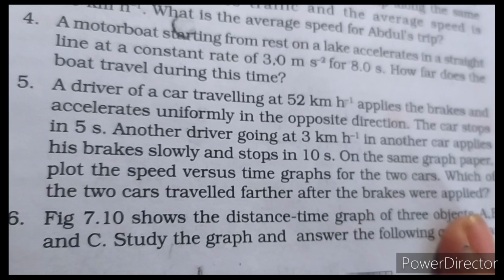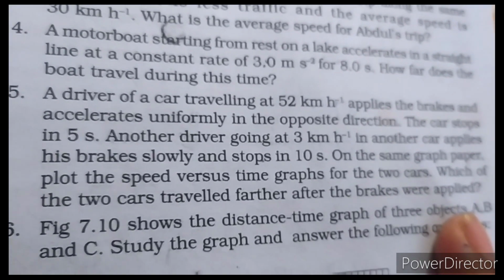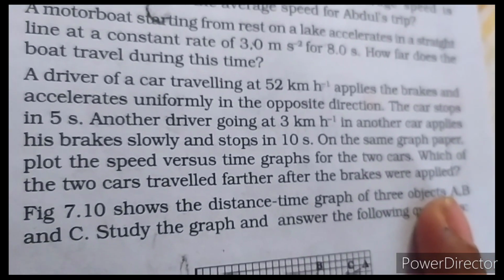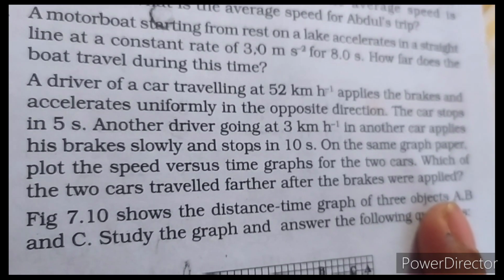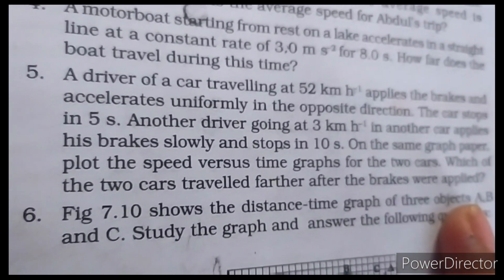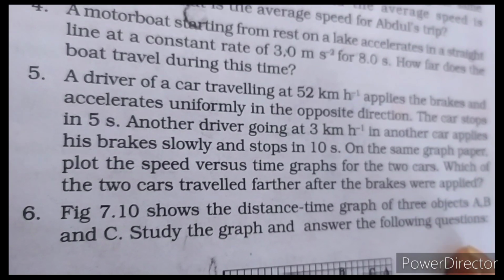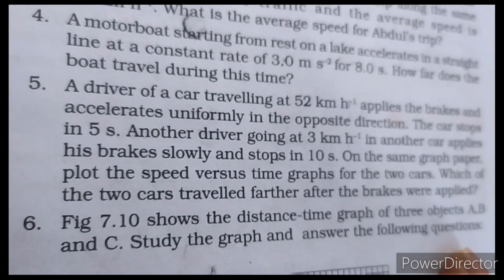Next we come to question number 5, in which you have been given two cars A and B, both traveling at different speeds, and the time has been given after applying the brakes, in which they slow down and come to a stop. So you have to plot the graph and find out which of the two cars has traveled farther after the brakes were applied.